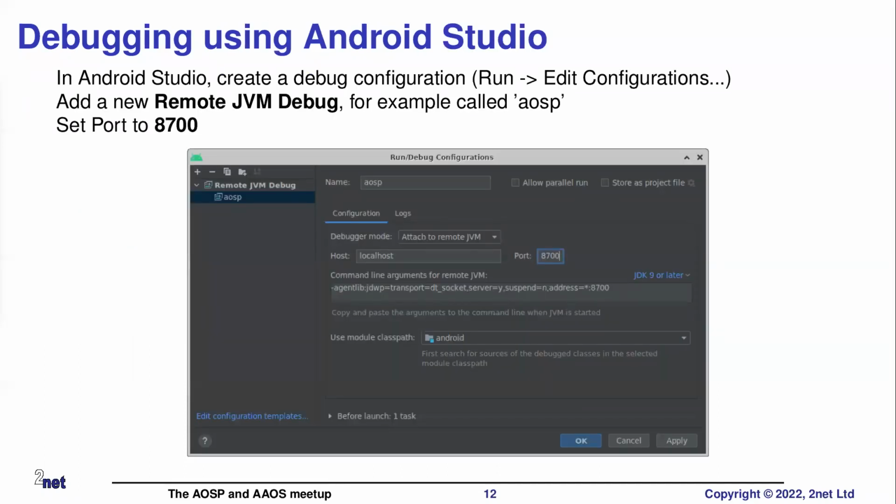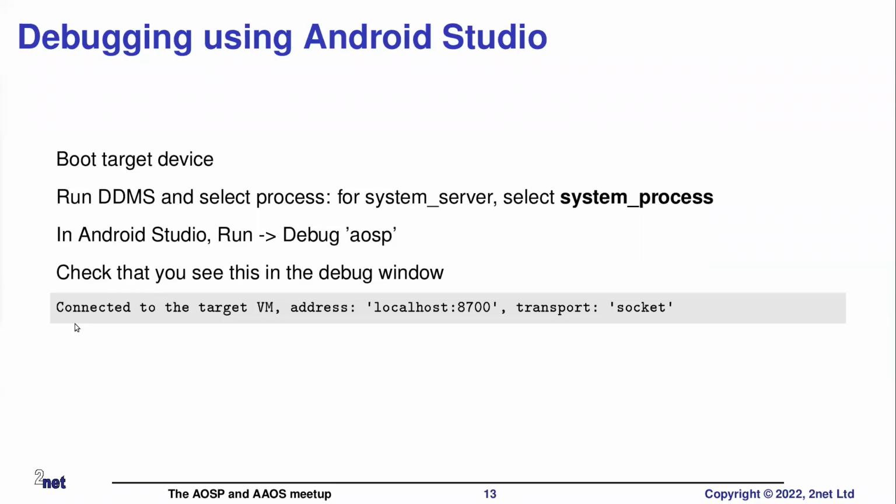So doing this within Android Studio, you need to do a couple of things. You need to set up a remote JVM debug configuration. So go into Run, Edit Configurations, click on the remote JVM debug thing, give it a name. I called mine AOSP. And crucially, you give the port number here. Assuming we're using DDMS, as I am going to be, I set the port number to be 8700. Then I boot up my target device. So this can be an emulator or a physical device or whatever, doesn't really matter. So long as I can talk to it using ADB, I can debug it.